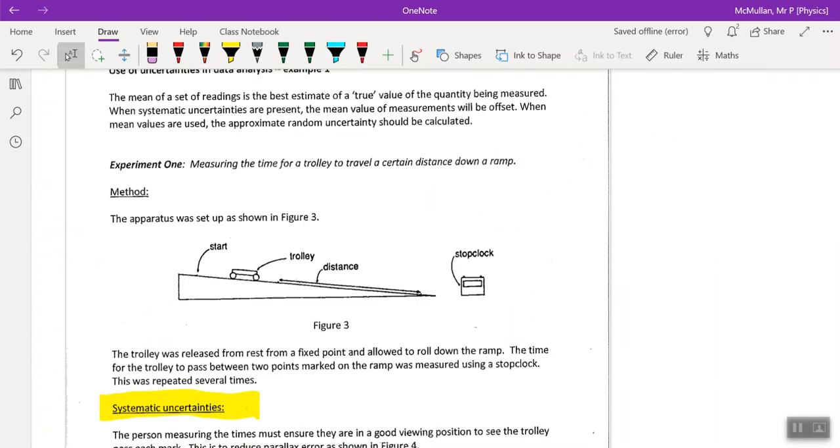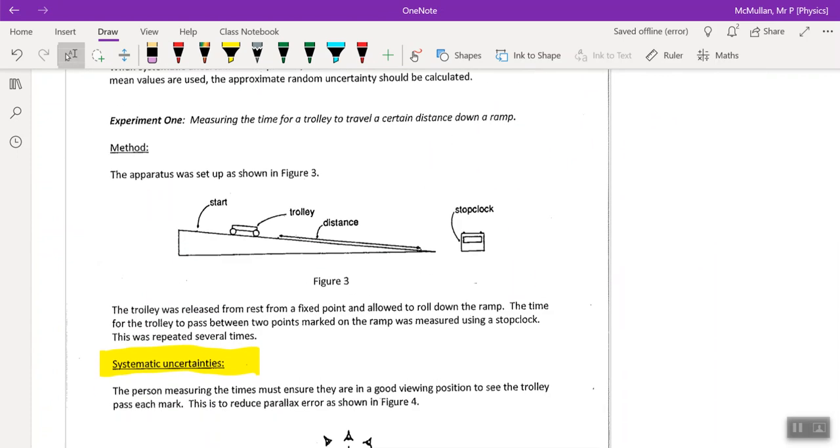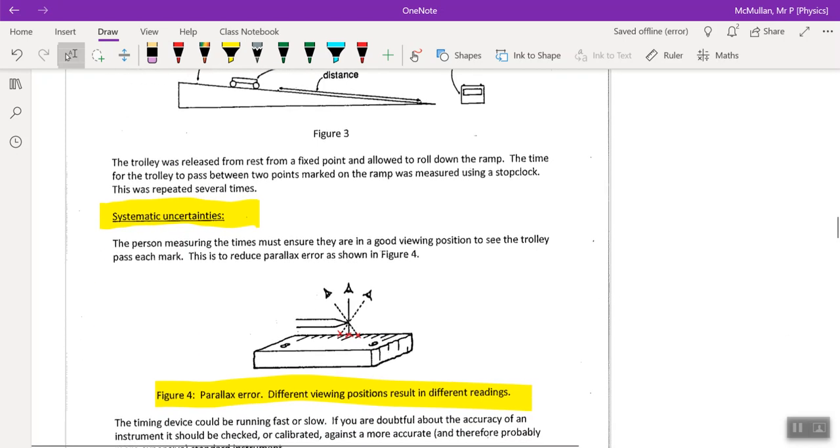Let's have a look through experiment 1. So we have a trolley rolling down a ramp, and we're measuring the distance with a ruler and the time with a stop clock. The person looking at the ruler may not exactly get the distance correctly. This depends on how they are viewing the ruler. Okay, if they're looking directly down, they will see the correct length. If they're looking at a different angle, they will not see the correct length.